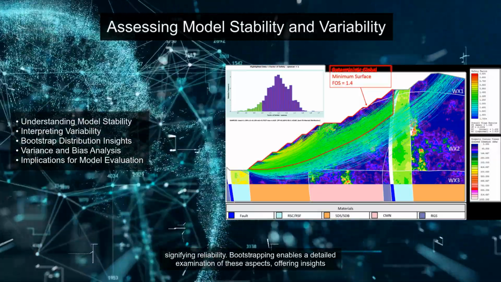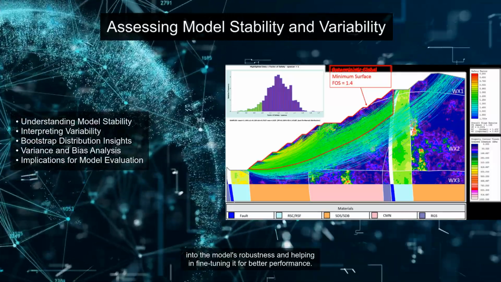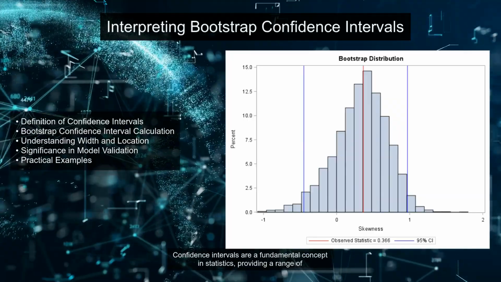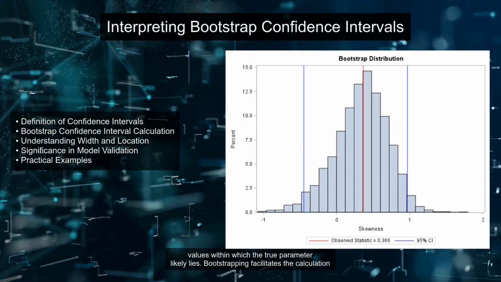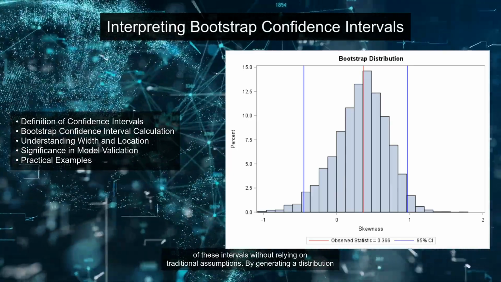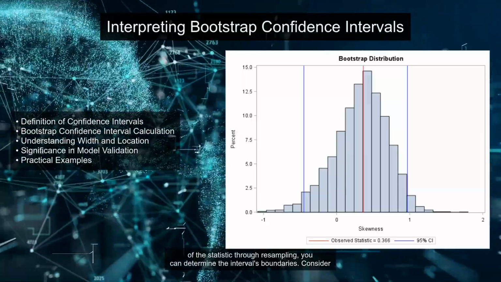Bootstrapping enables a detailed examination of these aspects, offering insights into the model's robustness and helping in fine-tuning it for better performance. Confidence intervals are a fundamental concept in statistics, providing a range of values within which the true parameter likely lies. Bootstrapping facilitates the calculation of these intervals without relying on traditional assumptions. By generating a distribution of the statistic through resampling, you can determine the interval's boundaries.